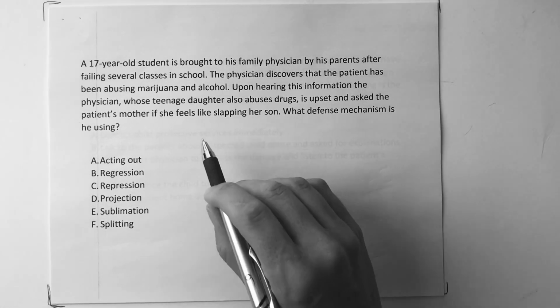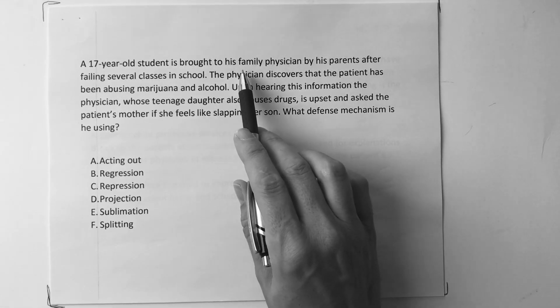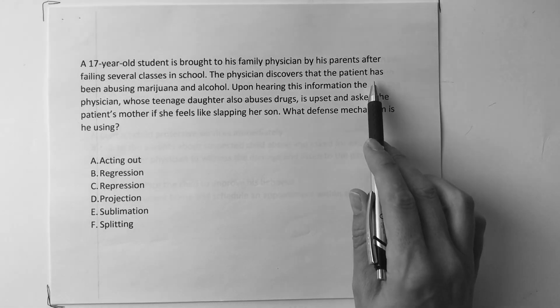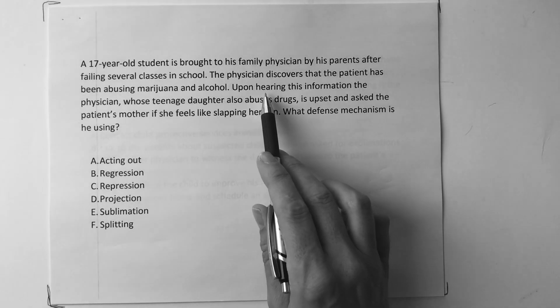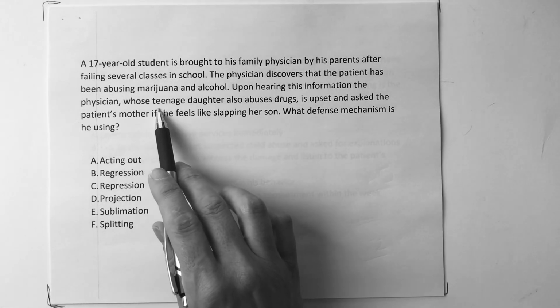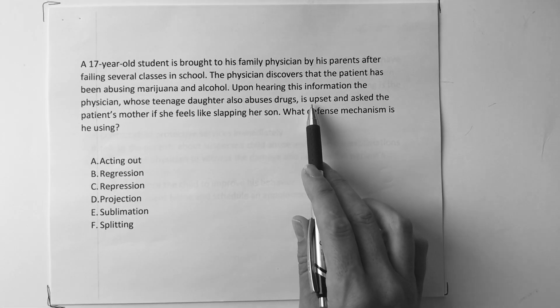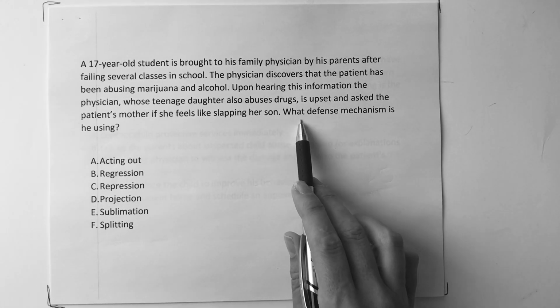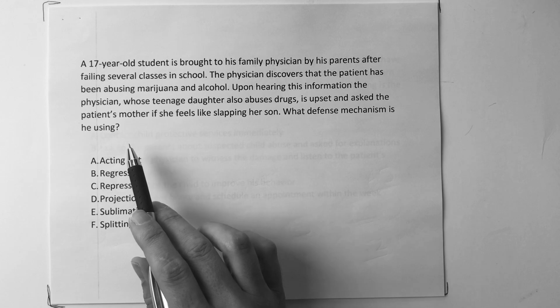This one says, a 17-year-old student is brought to his family physician by his parents after failing several classes in school. The physician discovers that the patient has been abusing marijuana and alcohol. Upon hearing this information, the physician, whose teenage daughter also abuses drugs, is upset and asks the patient's mother if she feels like slapping her son. What defense mechanism is he using?